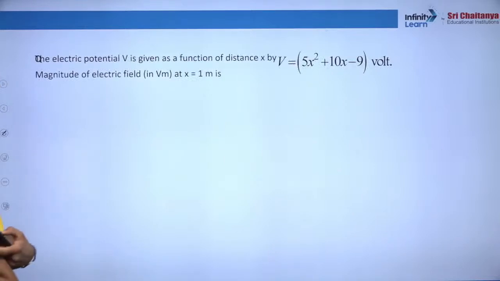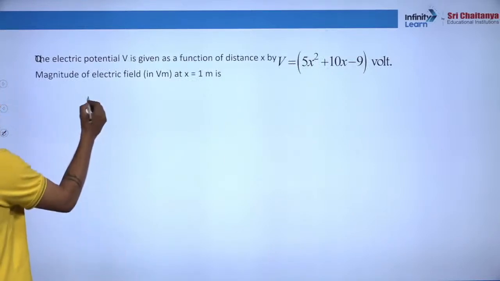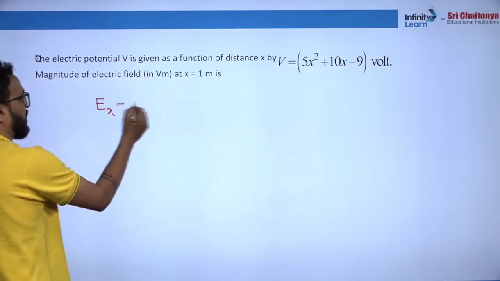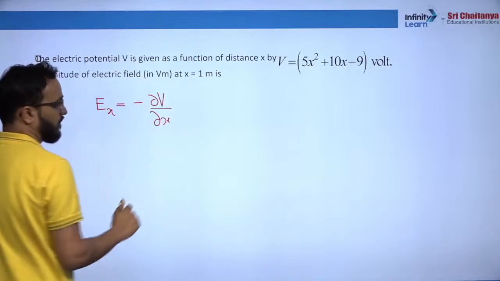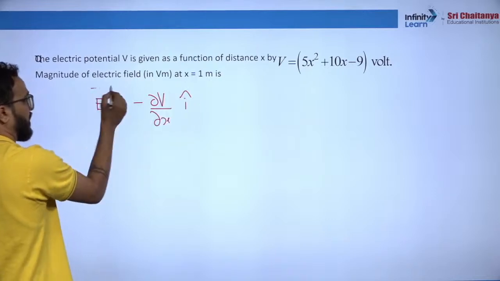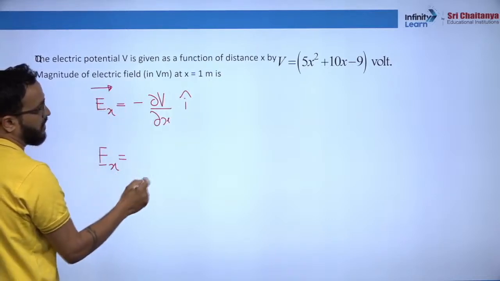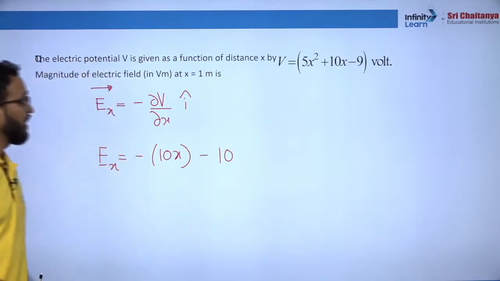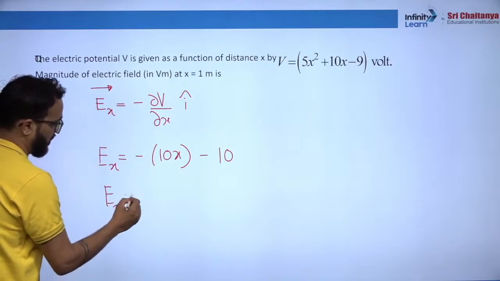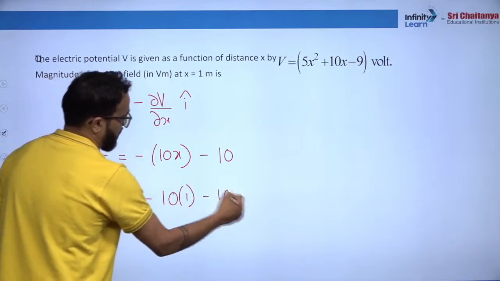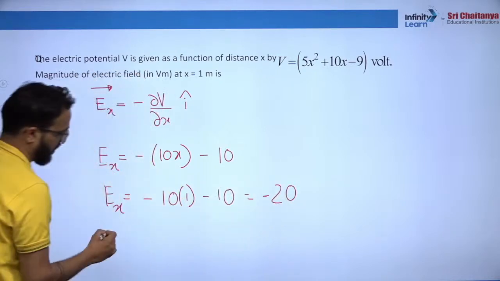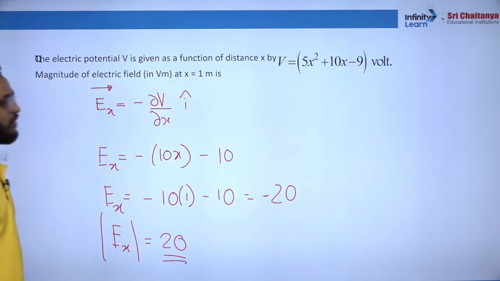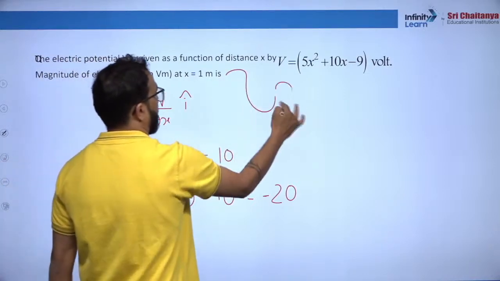The electric potential V is given, and we need the magnitude of the electric field. See, we will say the electric field has only an x component because the potential is a function of x. It is minus delta V by delta x, right? With i cap if you want to write it in the form of a vector. Otherwise it will be minus of 10x minus 10. X is 1, so it will be minus 10 into 1 minus 10, which is minus 20, right? So if you are talking about absolute magnitude, it will be 20 units at that point. So the answer will be 20. Got it?